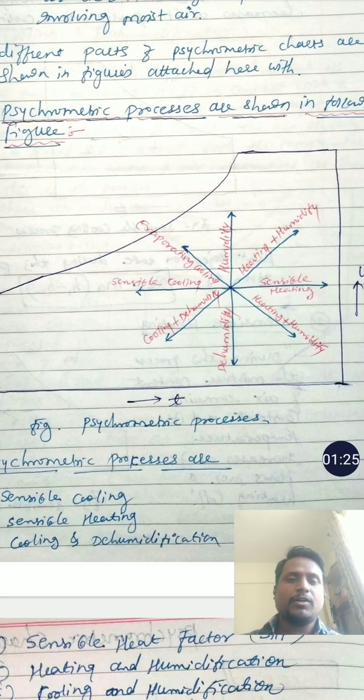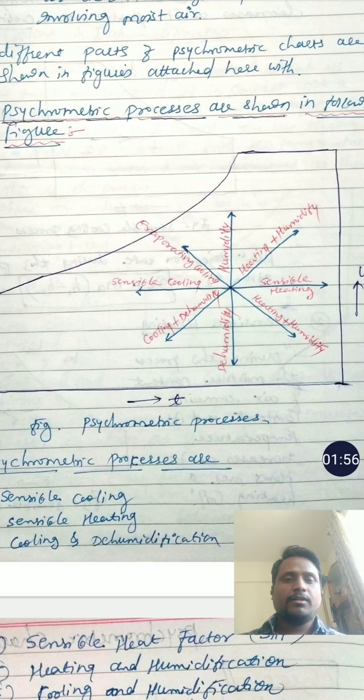Why? Because in sensible heating or sensible cooling, whatever air is available is allowed to pass over heating coils or cooling coils. If that air is allowed to flow over heating coils, then that must be sensible heating, and if that air is allowed to pass over cooling coils, then it will be a sensible cooling process. In sensible heating, heat is absorbed, or heat is supplied, and in sensible cooling, heat will be removed.